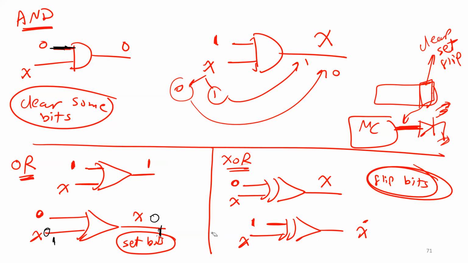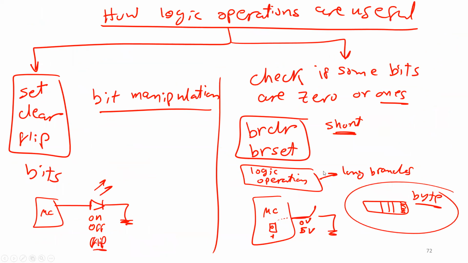So logic AND is telling me one input is 0, the output is 0. One input is 1, the output is X, as you see here. Or one input is 1, the output is 1. One input 0, the output is X. Or when one input is 0, I'm going to get X. But when one input is 1, I'm going to get X prime. Is that okay? This is how it works.